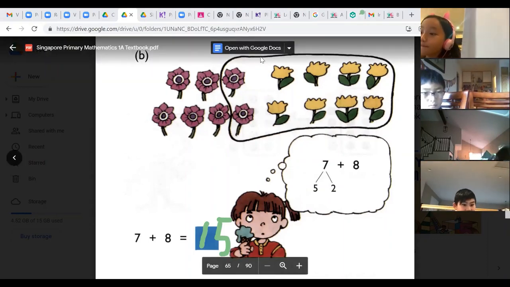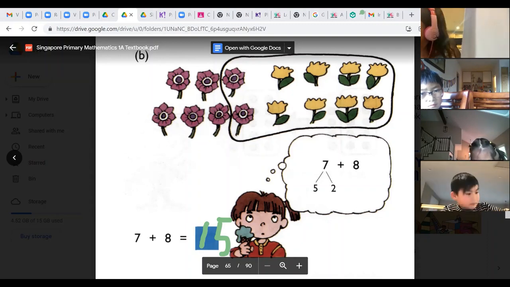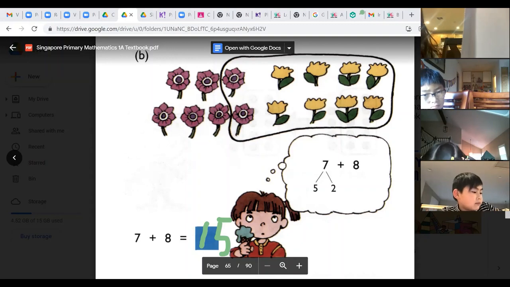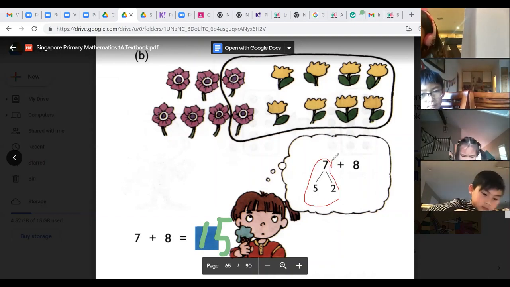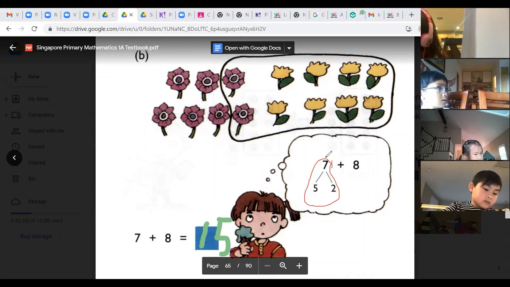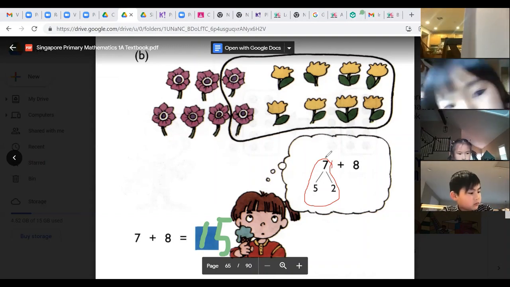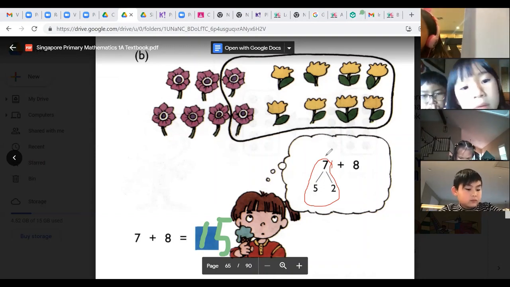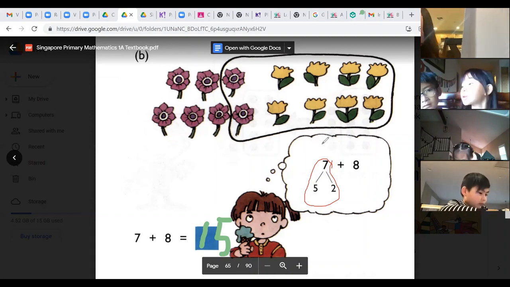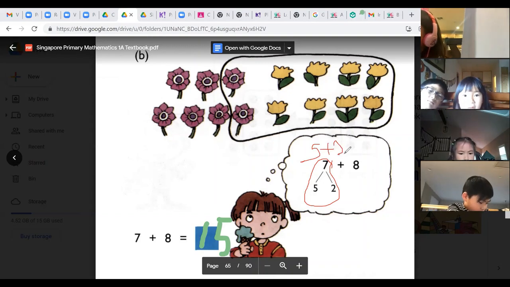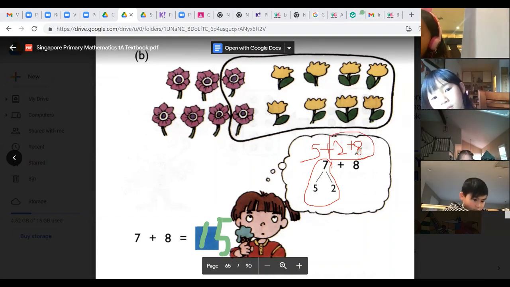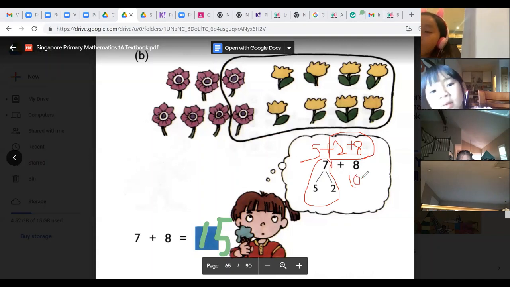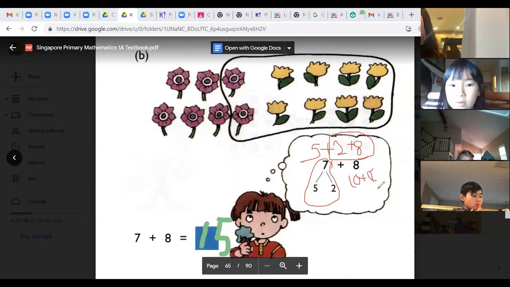Okay, so we can see that after making a group of 10, we just have 5 flowers left. So it's adding 10 flowers with 5 flowers. And you can see they've done something kind of cool. So we can see that a number pair for 7 is 5 and 2, right? Because we know 5 and 2 added together will give you 7. So 7 plus 8 is kind of like 5 plus 2 plus 8. Okay. And we know 2 plus 8 is 10. So then that's basically how we get our 10 plus 5, sorry. So this is why these two are the same.